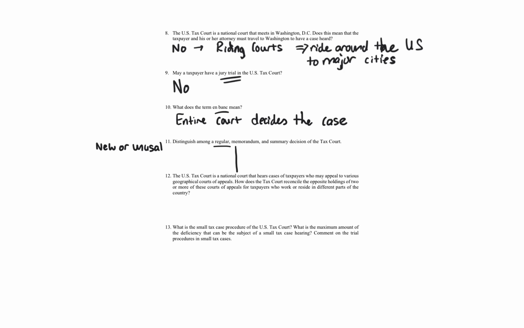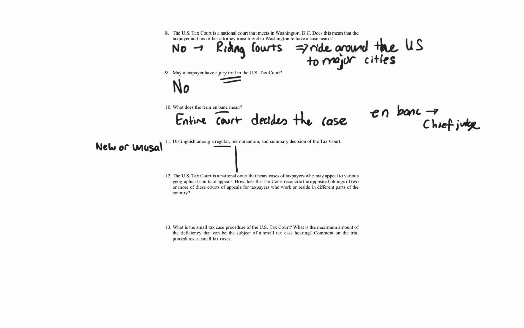Same here. Who determines whether an opinion will be a regular, memorandum, or summary decision? Summary decision we'll explain later, but the difference between regular and memorandum, the chief judge makes that determination. If the chief judge believes that the decision concerns only the application of existing law, then it's going to be a memorandum decision. From question 10, en banc is determined by the chief judge.